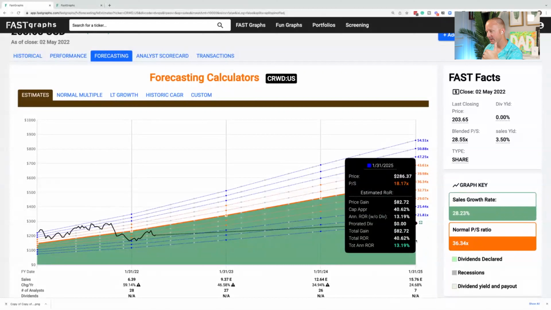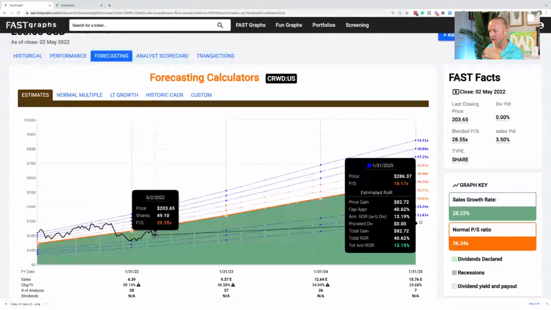Just looking at it, if it was down to 10, you're probably looking at either a neutral or negative return over that time period. But I own CrowdStrike already. I'm not adding right now. And if the stock sells off and goes down to, say, a blended price to sales ratio of 20, that would mean that these time frames start to look a lot better, as long as management is still executing and they're hitting these estimates. And so at that point, I would look to add.